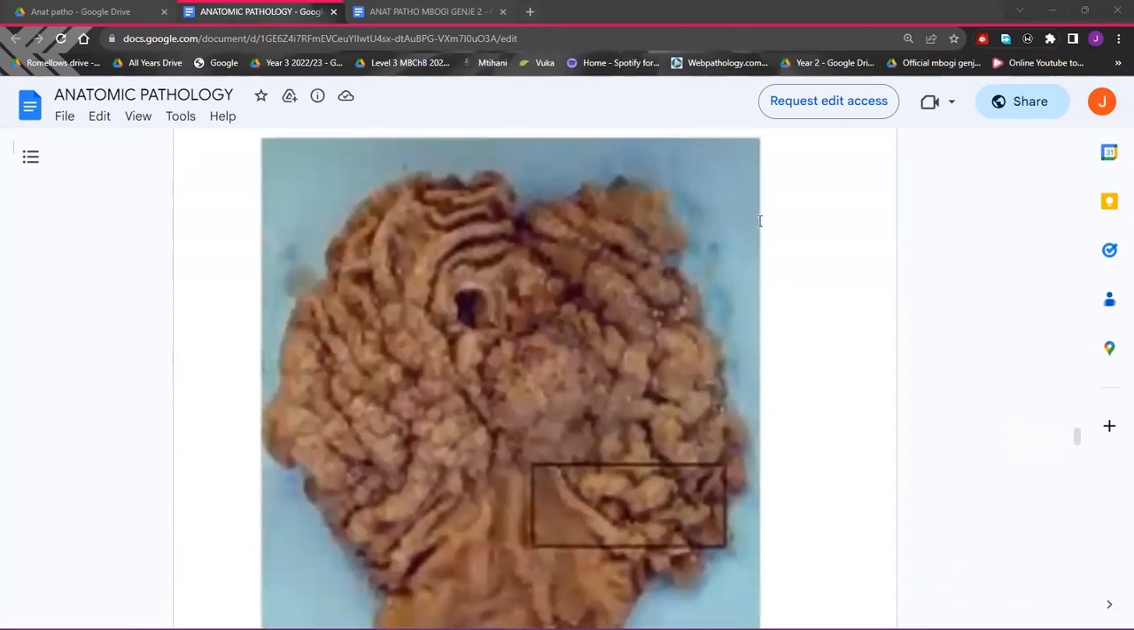So, what do we see in this image? Maybe you can describe the gross morphological features. Is this organ smooth or does it have multiple wave-like indentations which are rough? So what organ could this be? Stomach, yes, because of the rugae. Now, what is the most likely diagnosis?